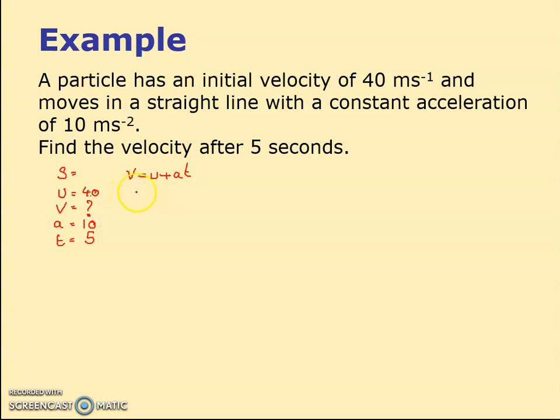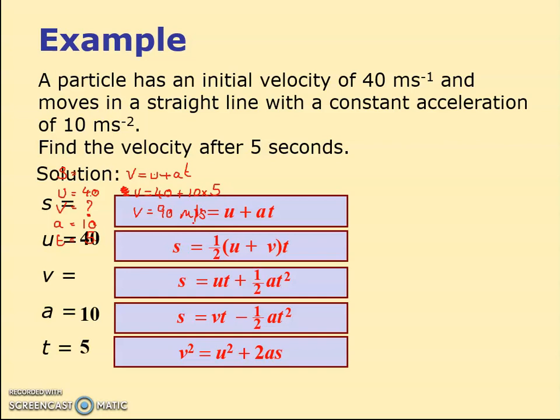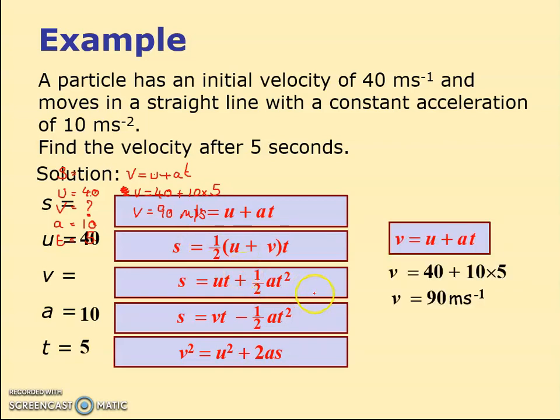V equals U plus AT then, so I know V is what I want. I nearly did that wrong. V equals 40 plus 10 times 5. 10 times 5 is 50, so V equals 90. Now this is the velocity, so it's meters per second. 90 meters per second, though, was my answer.